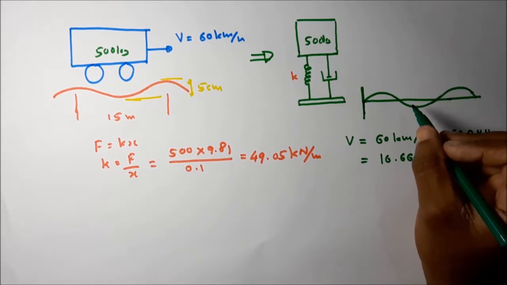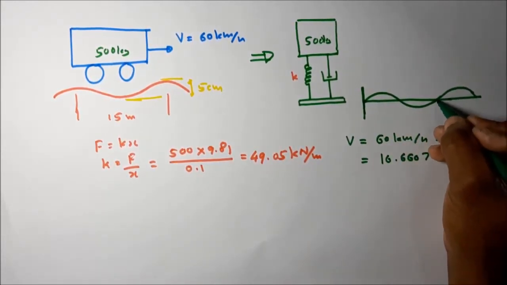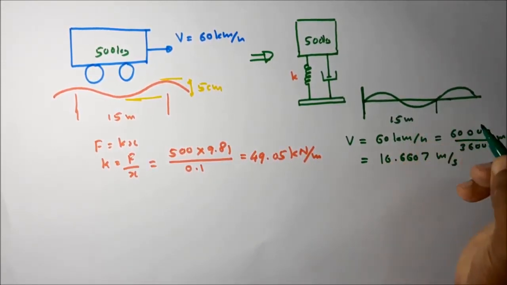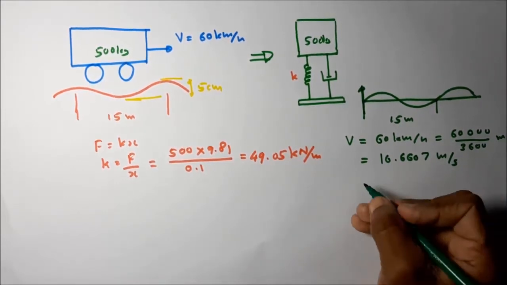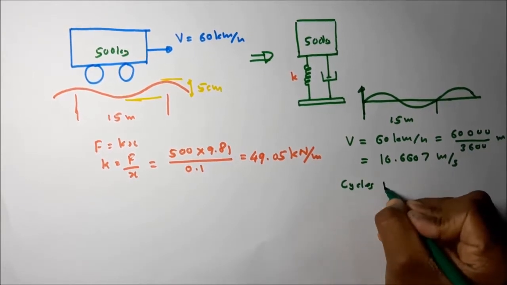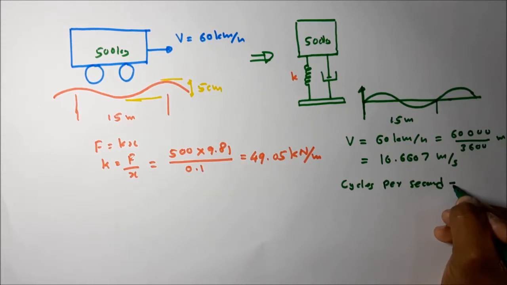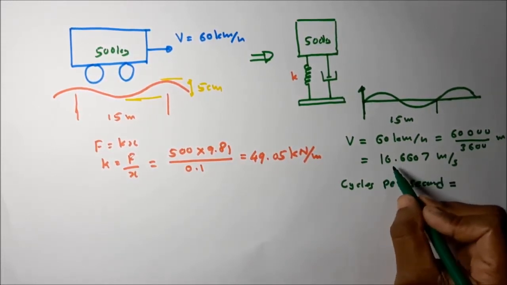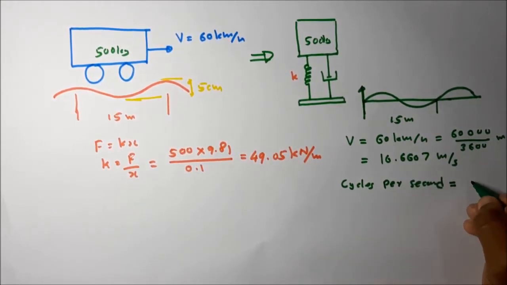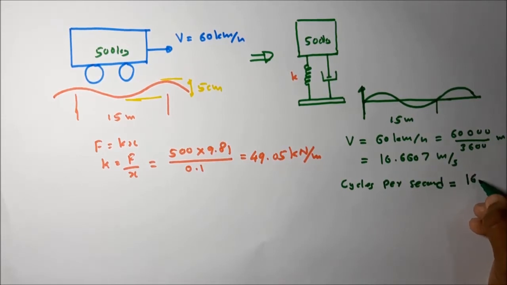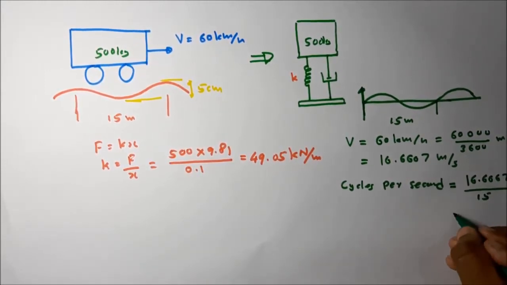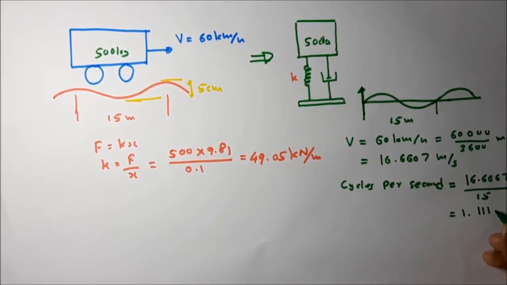So then this road having the irregularities, this wavelength is equal to 15 meters. Okay, so then omega f we can calculate. First of all I am going to calculate the cycles per second. In 1 second, this is the distance it moves. So how many cycles per second? The cycle length is equal to 15. That means lambda is equal to 15. So then we can calculate easily cycles per second: 16.6667 divided by 15. That will give cycles per second as 1.111 hertz.